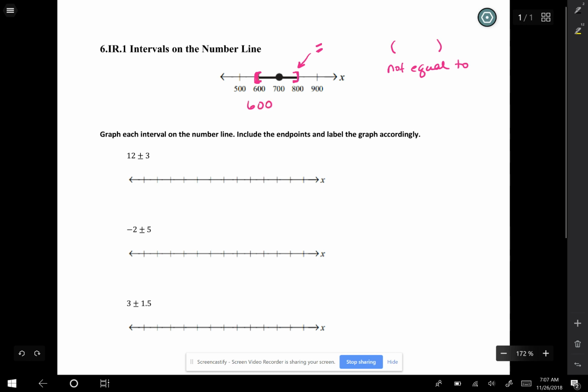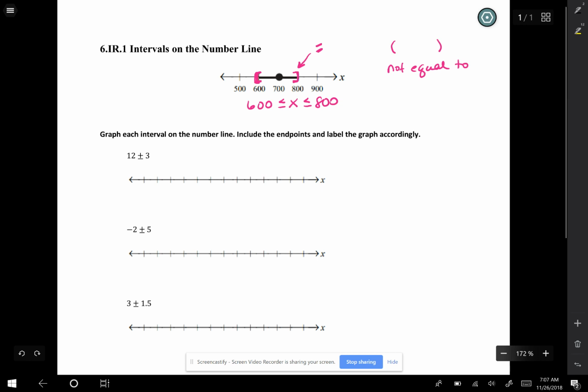We can write 600 is less than or equal to, and I'm just going to use a random variable, x, is less than or equal to 800. So we can say that x is anything from 600 to 800, including the endpoints.